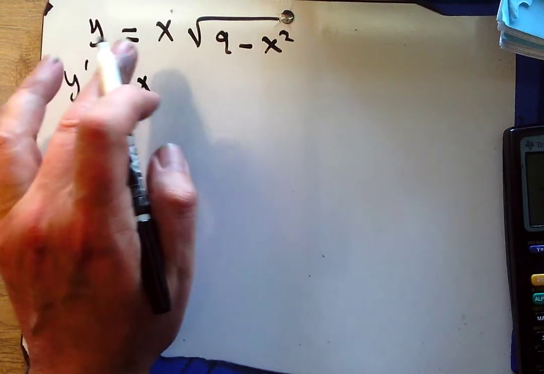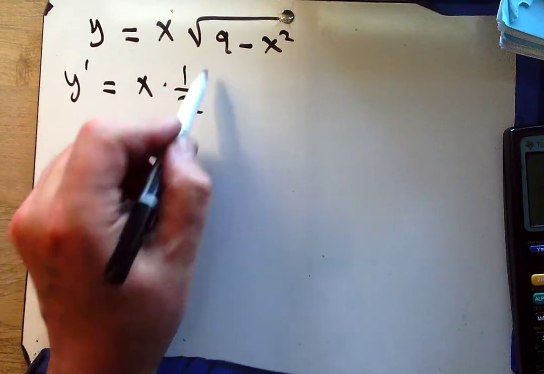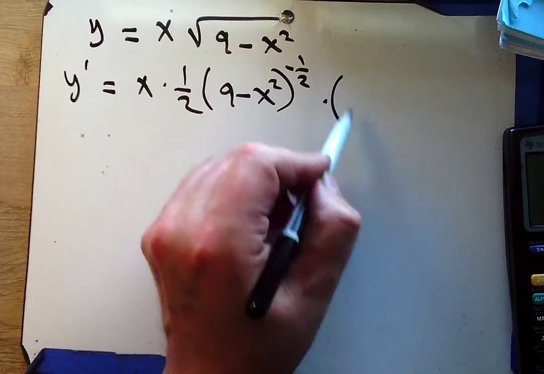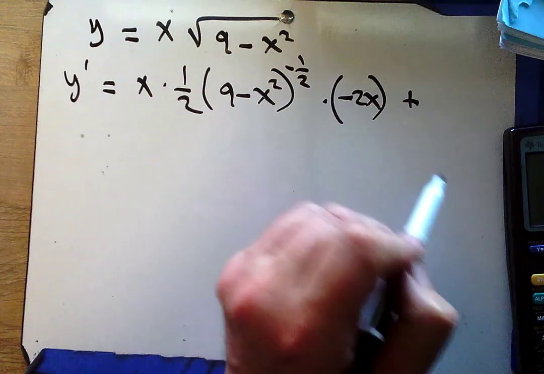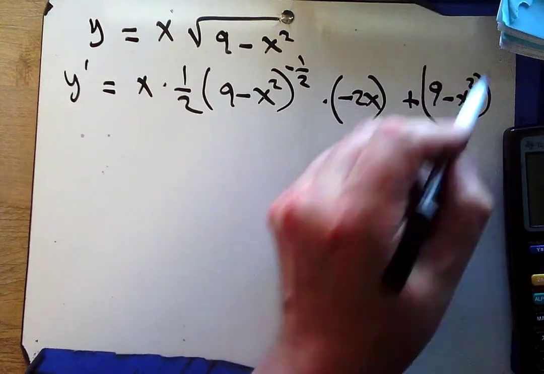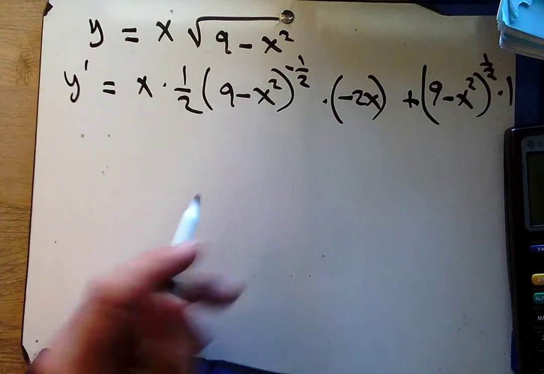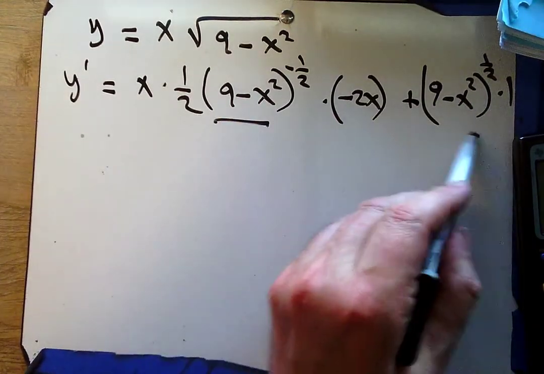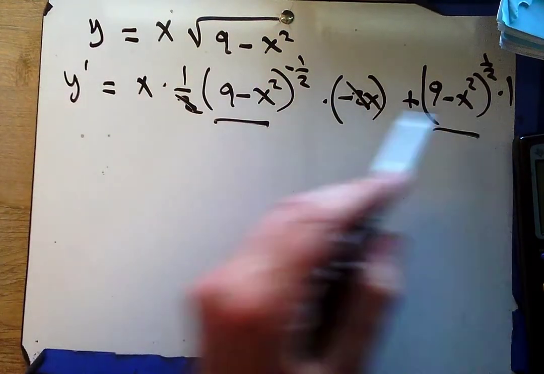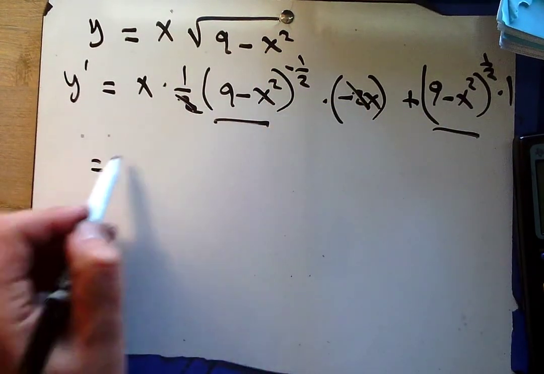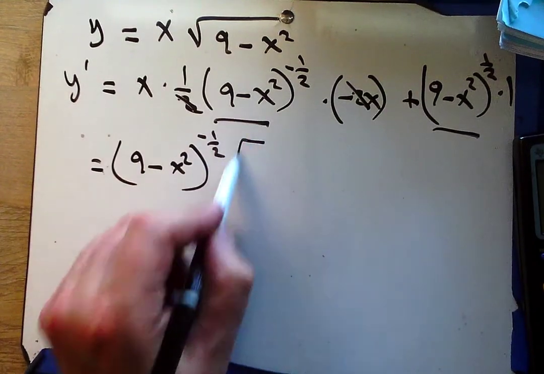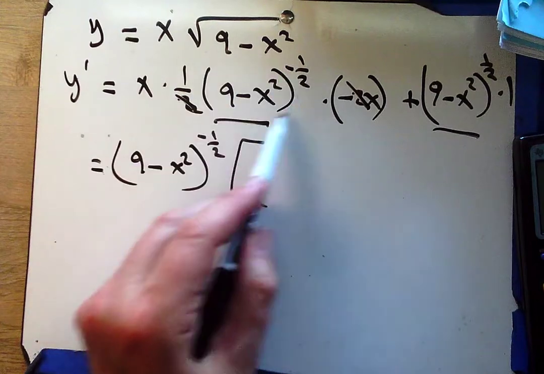which is going to be x times 1/2 times 9 minus x squared to the negative 1/2 times negative 2x, plus 9 minus x squared to the 1/2 times 1. So I'm going to factor this out. I think I'm going to cancel that with that. I'm going to factor out the smallest power, 9 minus x squared to the negative 1/2. What's left over? Well, this is gone.